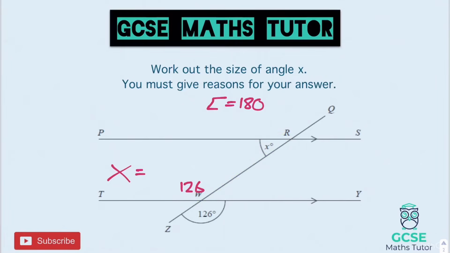You could have even jumped over to this side here, and you could have got your alternate angle there, which is 126, and then angles on a straight line and got your 54 next to it. Okay, obviously just giving all your reasons.